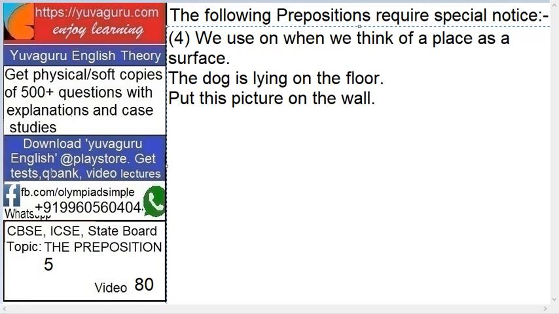Okay. We use on when we think of a place as a surface. When it's on the surface. Let's see. The dog is lying on the floor, right? The floor is a surface there. Put this picture on the wall. The wall is a surface over here. That's why on.